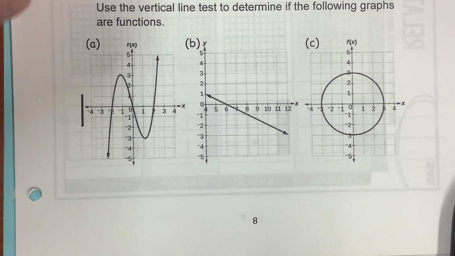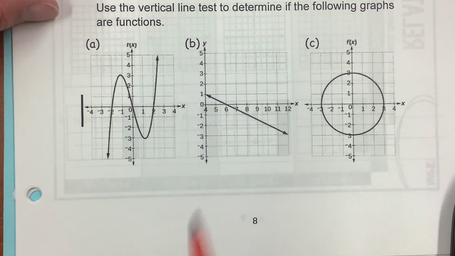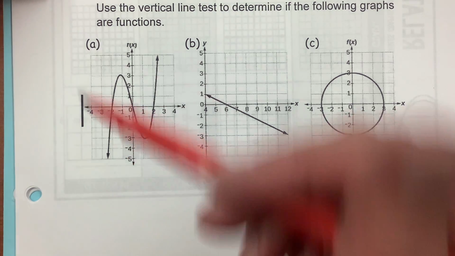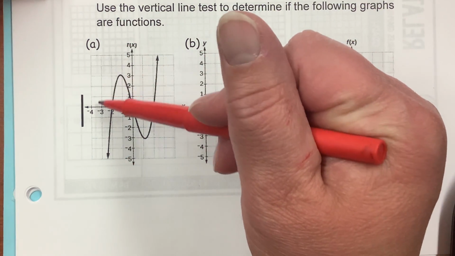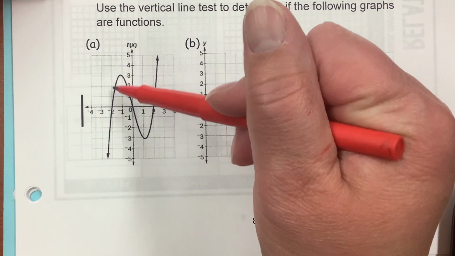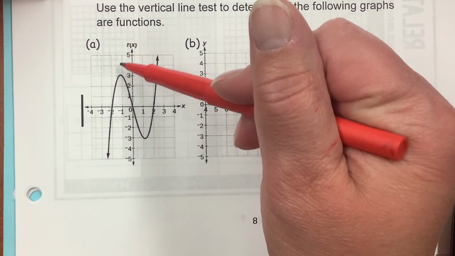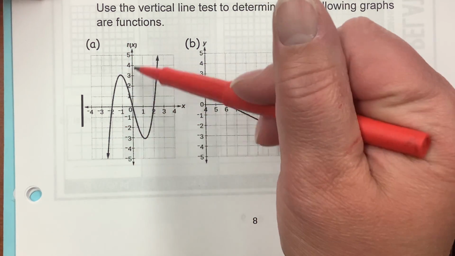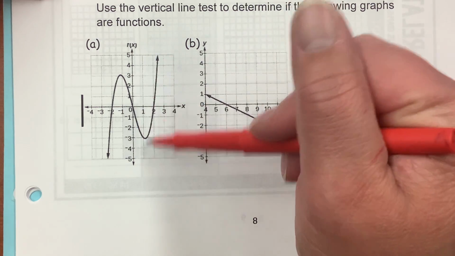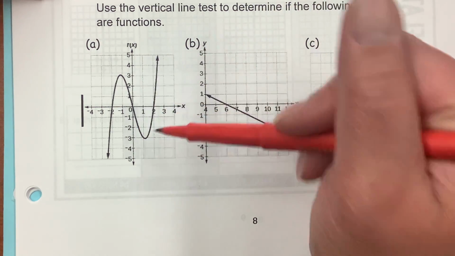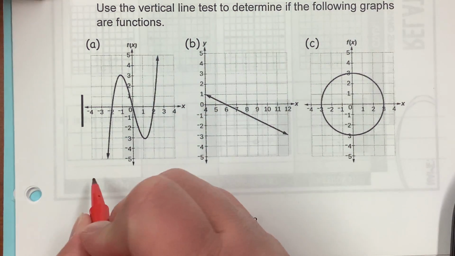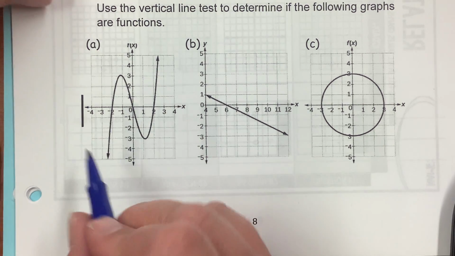Okay, so I'm going to come back and I'm going to try it. This time, I'm not going to draw the lines out. I'm just going to trace them. That does not even intersect it. That intersects it once. That intersects it once, once, once, once, oh, only intersects once. That makes this a function.